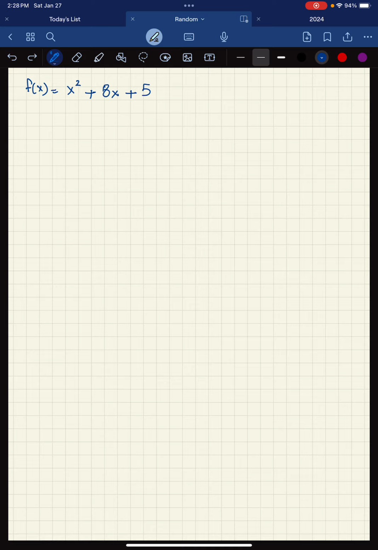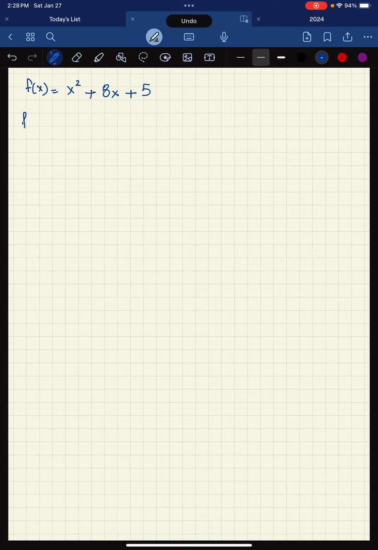Imagine you have a function called f of x such that f of x is equal to x to the power of 2 plus 8x plus 5. And our task is to find the minimum value of f of x. If we use calculus to solve this, there is an easy way.